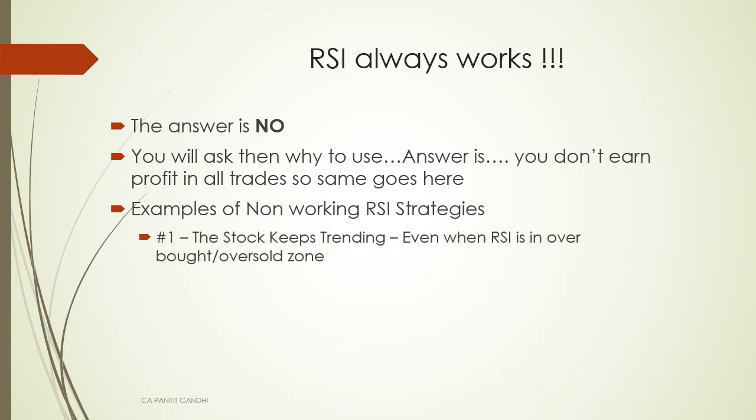First case, the stock keeps trending. You will see that the stock is going up and up. The RSI is already in the overbought zone, that is 70 levels, but still the stock is going up and up and up, it never falls down. Similarly, there will be stocks which are going down and down and down. RSI is below 30 but it never goes up.